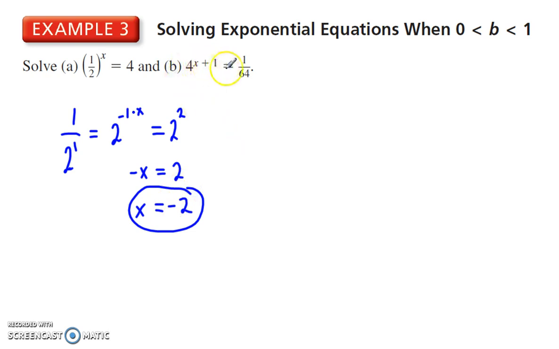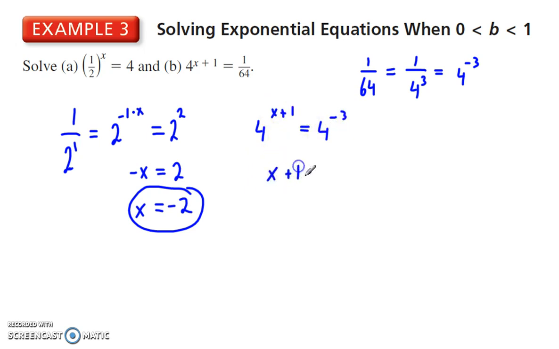And then here I have 4, and there I have 64. Well, 1 over 64, is there a way to get 4 or 2 as a base? Well, 4 to the third power is 64, so I can rewrite this as 1 over 4 to the third power, which is also 4 to the negative third power. So now I have 4 to the x plus 1, and then 4 to the negative third power. And now I can set their exponents equal.